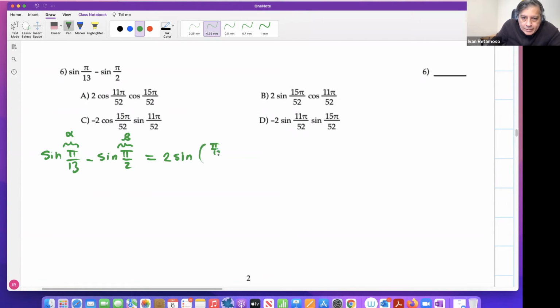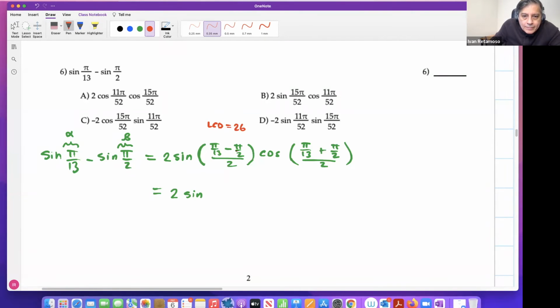So pi over 13 minus pi over 2, over 2, multiplied by cosine of alpha plus beta over 2, pi over 13 plus pi over 2, over 2, right? Very good. Now let's do the math here, right? The math is going to be a bit challenging because there are fractions involved, but don't get freaked out. 13 and 2, they have an LCD. 13 times 2, 26, right? So this 13 should be multiplied by 2, the other guy, and this should be multiplied by 13, right? By 13.